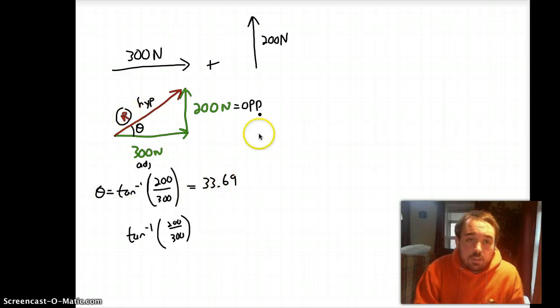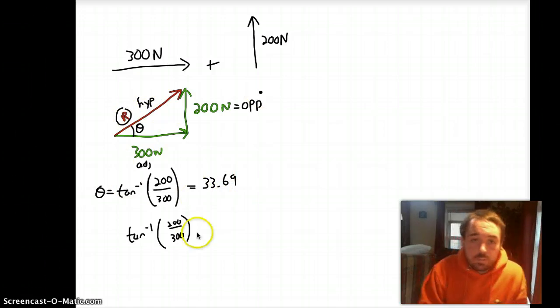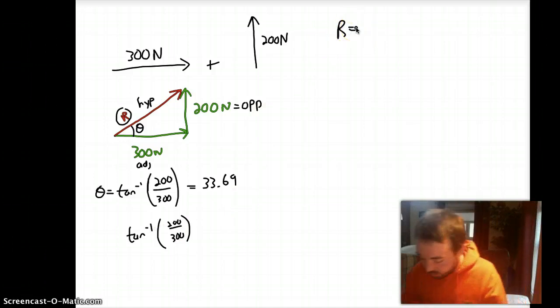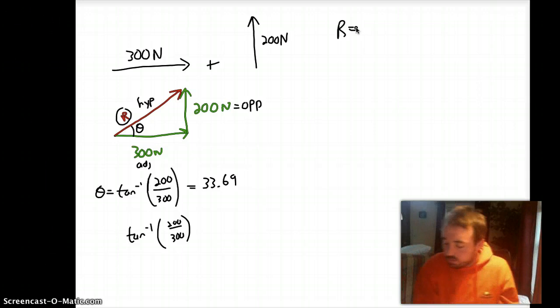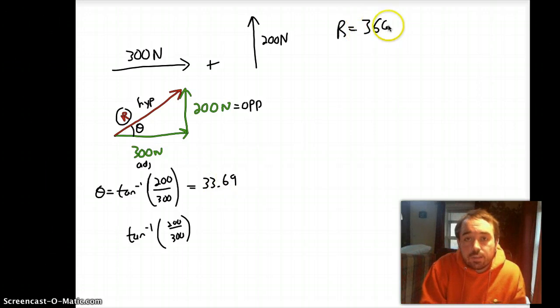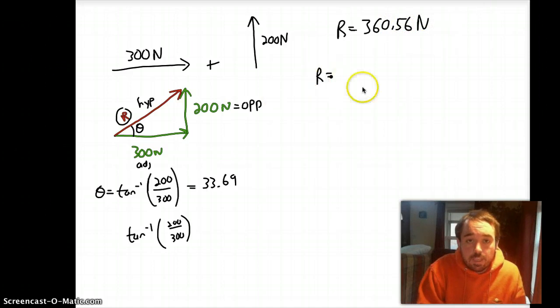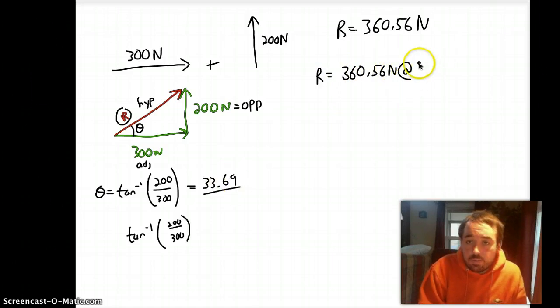The final thing, find the result. And I'm going to skip showing the work for the Pythagorean theorem, but I will verbalize it. 200 squared plus 300 squared gets 130,000. Square root of 130,000 is 360.56. So 360.56 newtons. So my final result, fully classified, is 360.56 newtons at, here's my angle, 33.69 degrees.